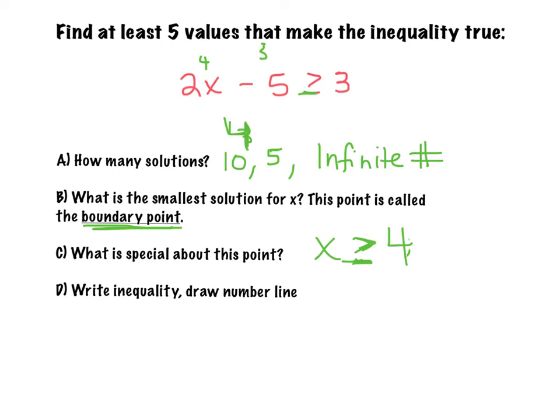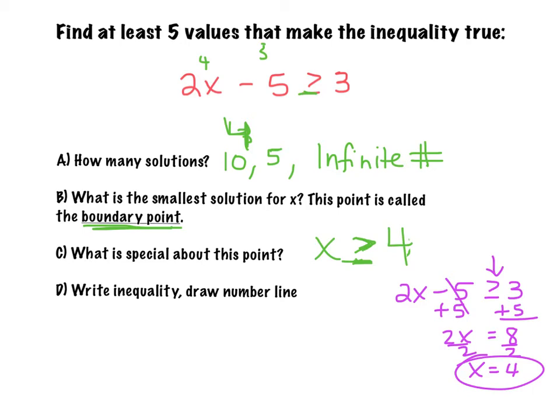Okay, now, here's how you actually solve one of these. I'm going to show you. So if you write this down, 2x minus 5 is bigger than or equal to 3. Basically, you're going to solve this just like an equation. Just ignore this symbol. So I'm going to add 5 to both sides. Just like an equation, I get 2x, and on this side I get 8. Okay, divide by 2, so I get x is 4. There's your boundary point. That's the smallest number, the special number that'll make it work.